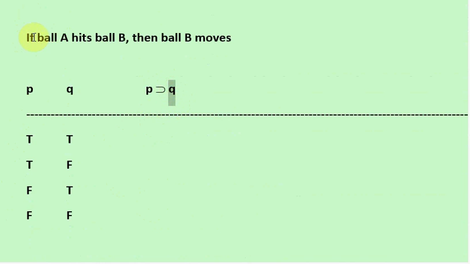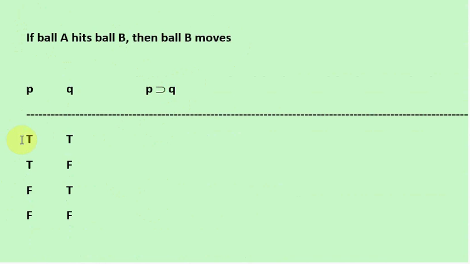So ball A hits ball B represents P. Ball B moves represents Q. And you don't always need the then, by the way. The then is kind of a linguistic piece. I could also say if ball A hits, ball B moves, right? But remember, the whole thing would then be the consequent, and that would be our Q.